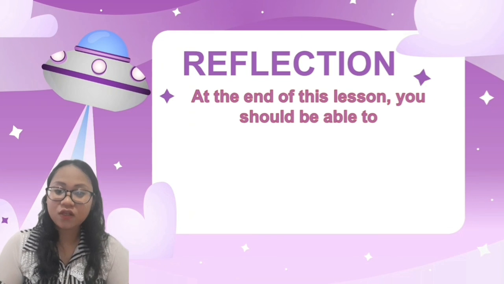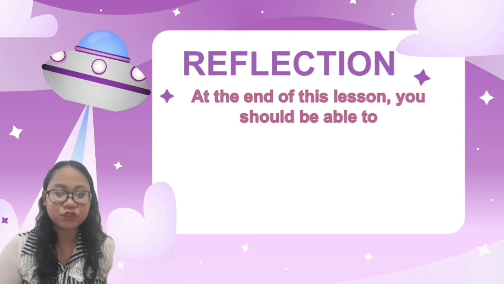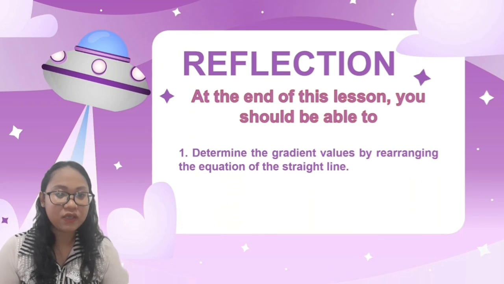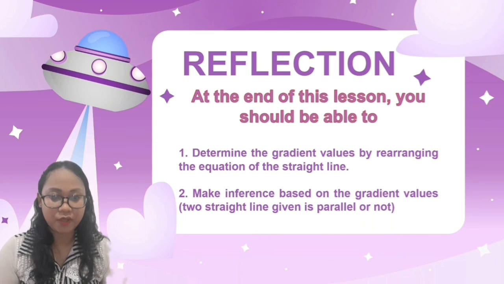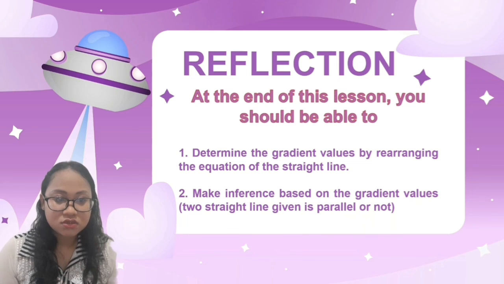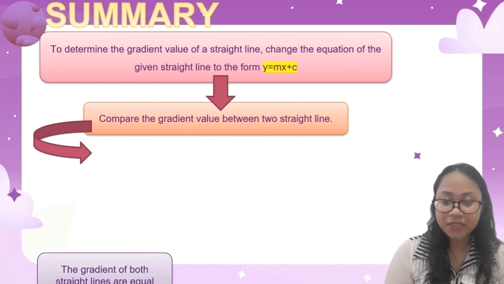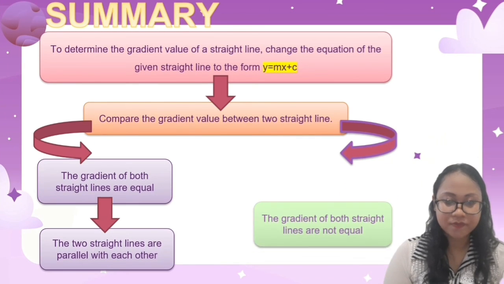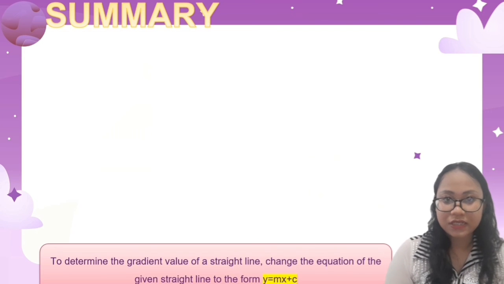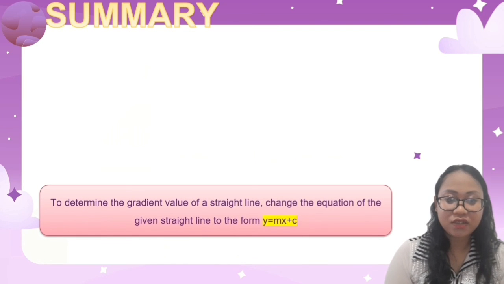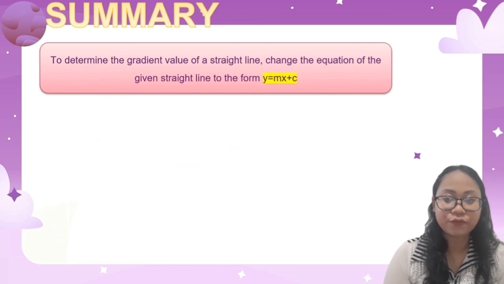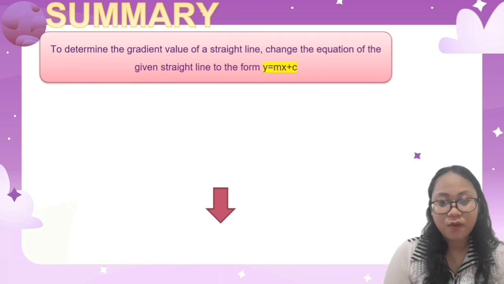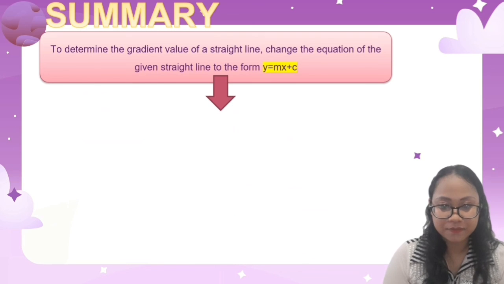We have reached the end of the lessons. Therefore, you should be able to determine the gradient values by rearranging the equation of the straight lines and make inference based on the gradient values. The flowchart shows the summary of our today's lessons. Firstly, in order to determine the gradient value of a straight line, we need to change the equation of the given straight line to the form y equal to mx plus c.